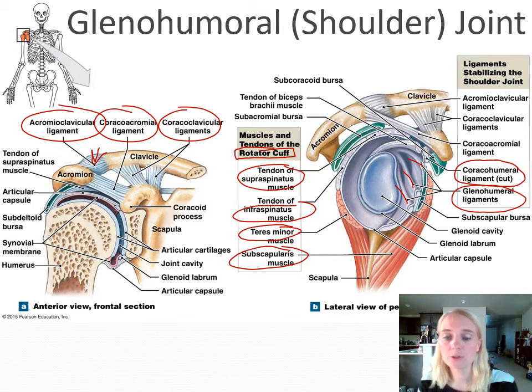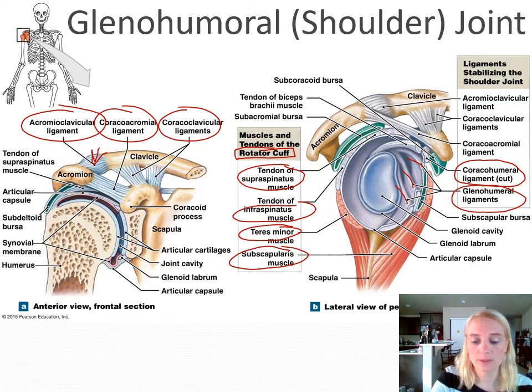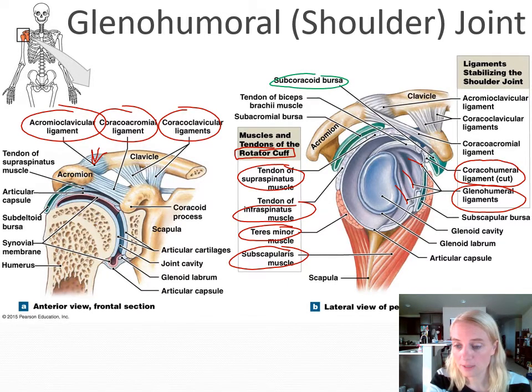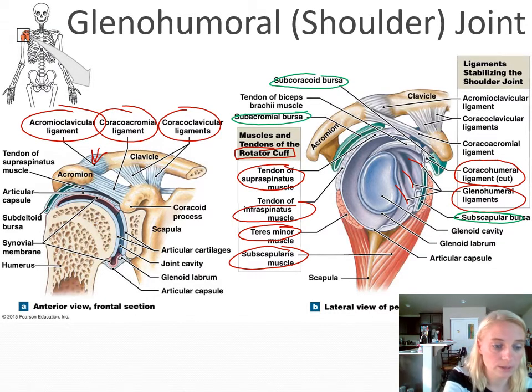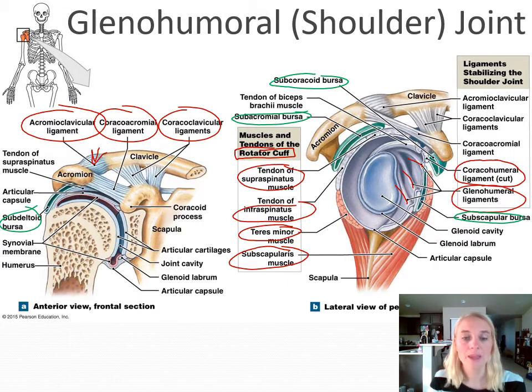And then lastly, the other structures that we can see associated with the shoulder joint are the bursa. And again, their names are going to tell you where they're found. So we have the subcoracoid, we have the subscapular, we have the subacromial, and I think there's a subdeltoid. So there's 4 bursa. Sub just means underneath, and then whatever they're underneath.